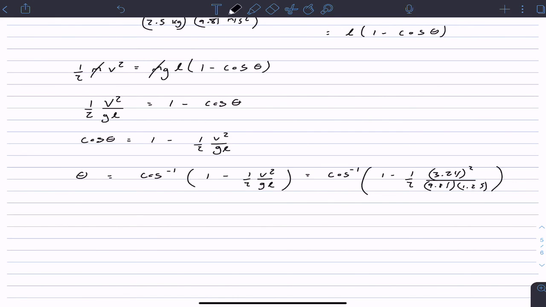Right, and then anyway, this gives you a value of 0.962 radians, which also comes out to be 55.12 degrees. Okay, and that is your answer.